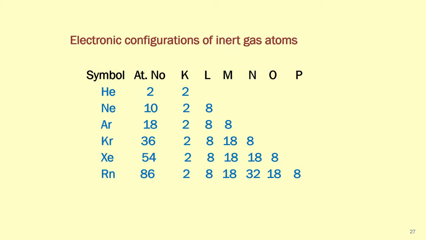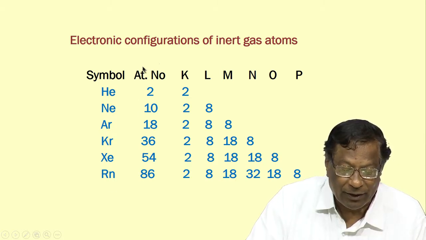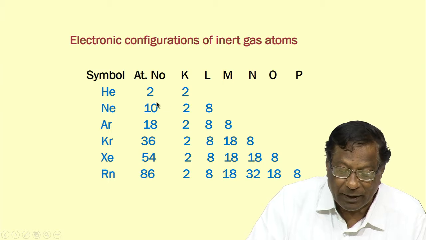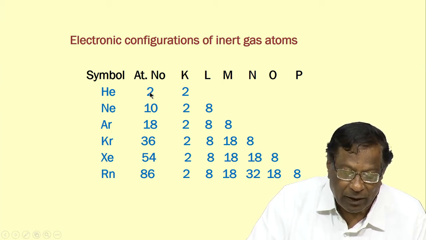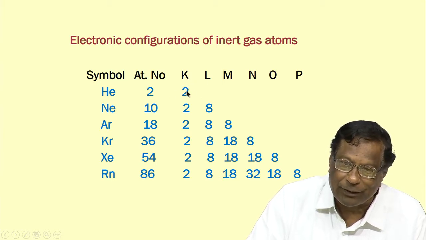So, how do we look at the electronic arrangement of these inert elements? Here I have written the symbols helium, neon, argon, krypton, xenon and radon. This is the atomic number, so the number of protons or electrons. If there are 2 electrons, it will have only one orbit, that is the K shell, and it can contain a maximum of 2 electrons.